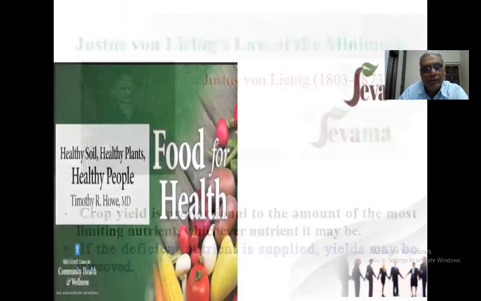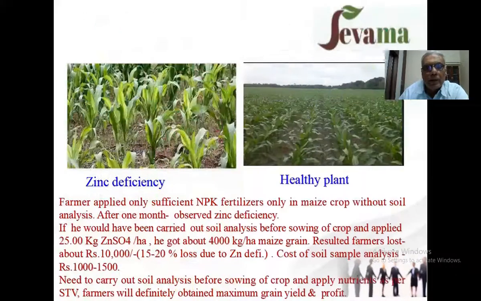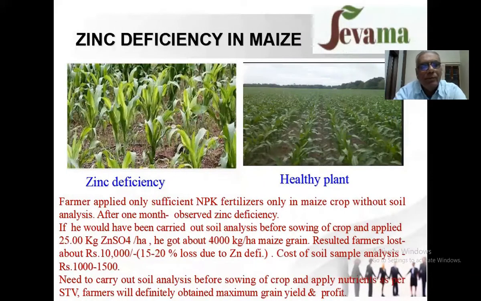Suppose I give an example: healthy soil, healthy plants, healthy people. There is a direct relation with soil: healthy soil, then healthy plant and healthy people. I have given this example, zinc deficiency in maize crops. On the left side, you will find the zinc deficiency in maize crop, and here the healthy plant. On the right side, the farmers have carried out the soil analysis before sowing of the crops. So you can see the healthy maize crops.